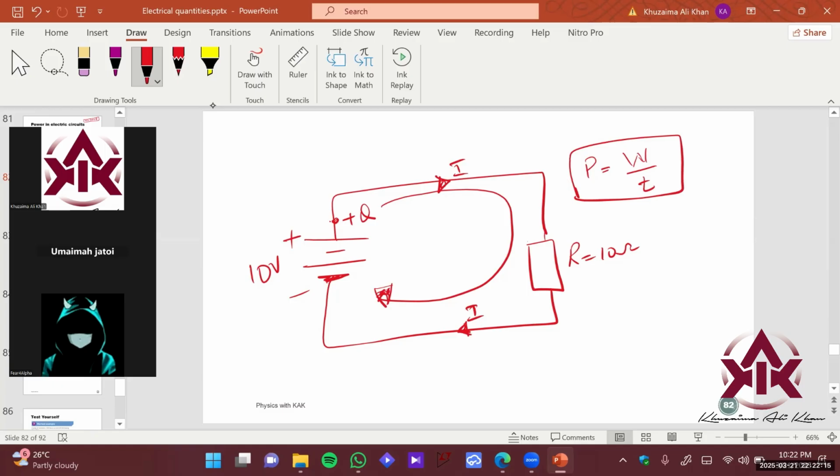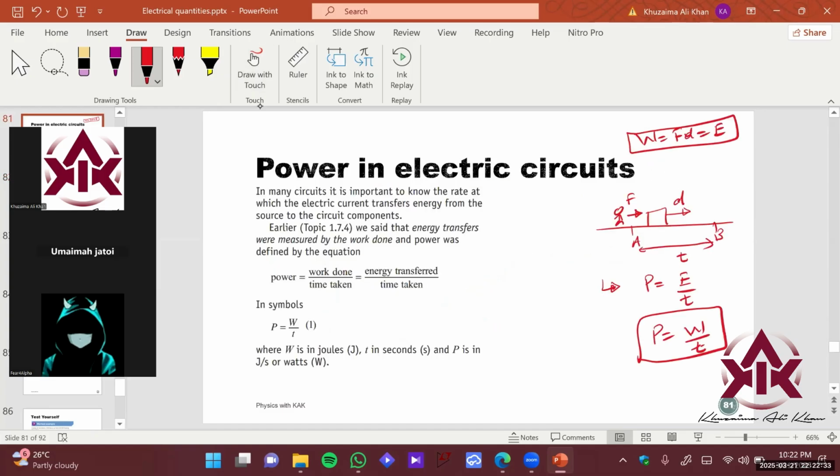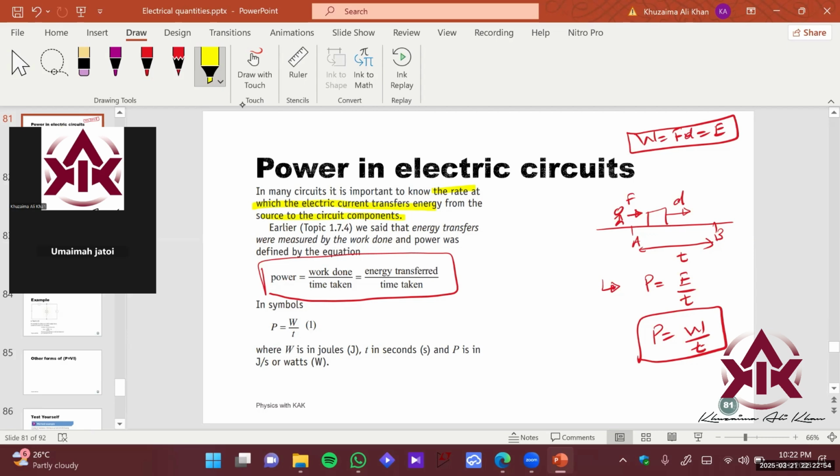If it makes sense, give me a thumbs up. It's pretty simple, right? Something is pushing the charge around the circuit, and that is the battery here. So in a certain amount of time when the charge moves, there is some power provided by the battery. That is electrical power here, right? So this is the same definition written over here: power is the work done upon time taken, or the energy transferred by the battery to the charges in a certain amount of time. It is important to learn the rate at which the electric current transfers energy from the source to the circuit components. If you recall topic 1.7.4, that was the forces chapter, that was dynamics.